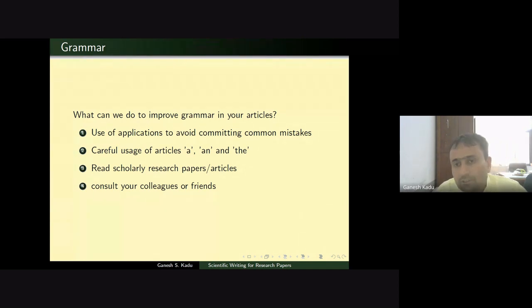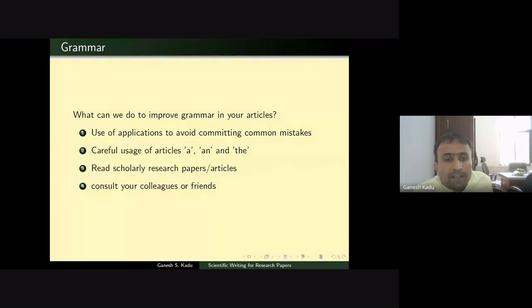Like recently, I received a referee report saying that the article is very good, we have some novel ideas, but then the reviewer has told me some 10 to 15 places where I have not used a and the properly. Okay, so using packages can help you avoid some of these mistakes. And so one way is to use Grammarly, for instance.